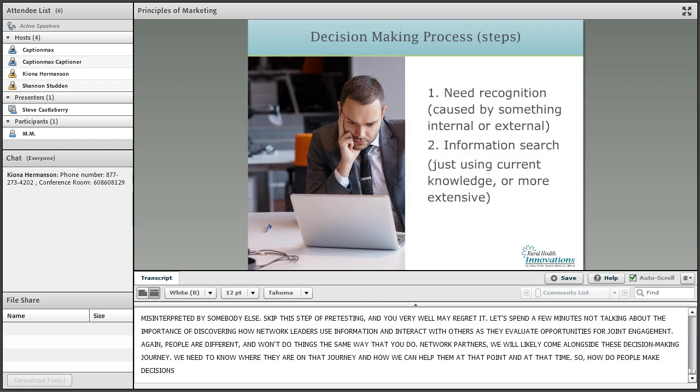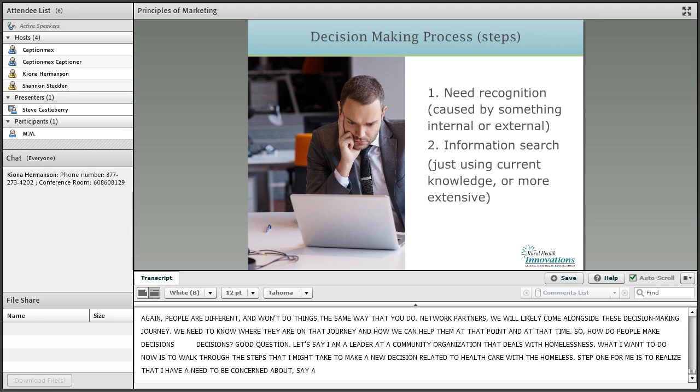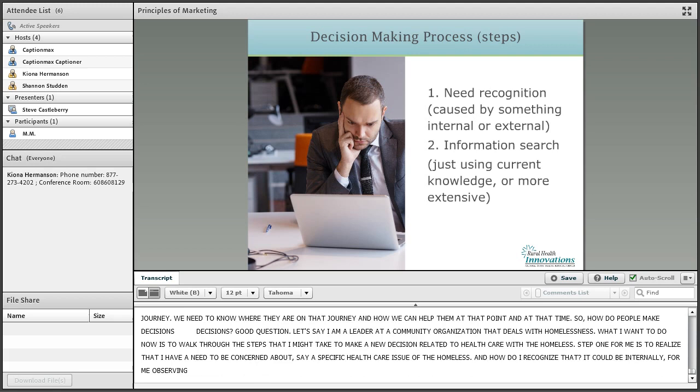Let's spend a few minutes now talking about the importance of discovering how network leaders use information and interact with others as they evaluate opportunities for joint engagement. Again, people are different and won't do things the same way that you do them. As network partners, we will likely come alongside these network leaders at many points along their decision-making journey. We need to know where they are in that journey and how we can help them at that point and in that time. So, how do people make decisions?